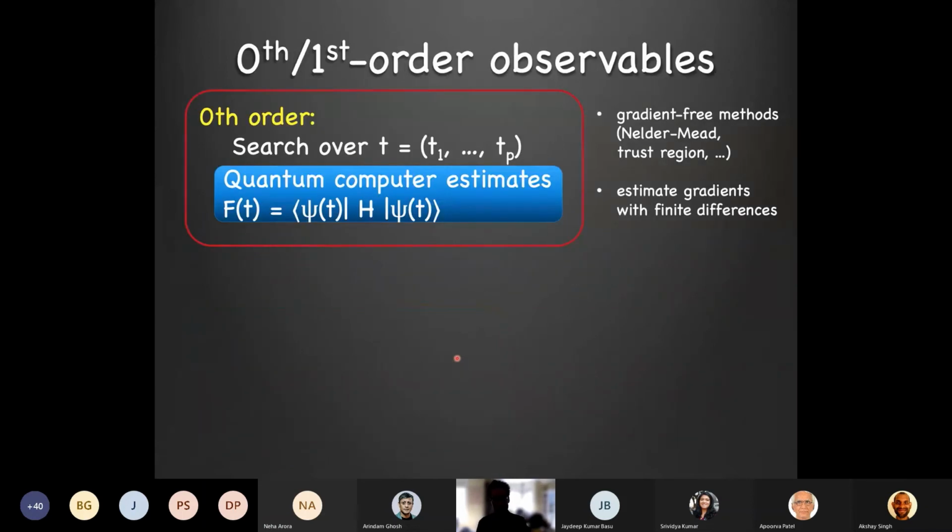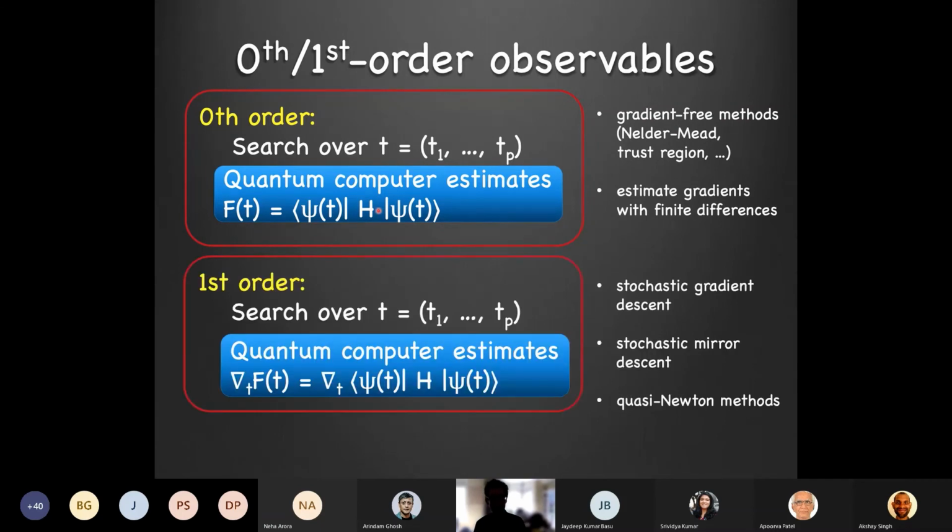So one thing we looked at was, should you be looking at the function value? So f of t is the value, the expectation value of H, or should we be looking at the gradient? And there are many algorithms for each. So you could say a 0th order method looks at the function value, first order looks at the gradient. There's also second order, which looks at second derivatives.